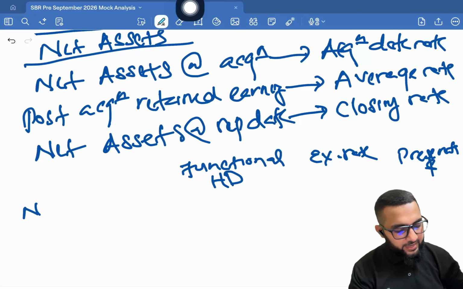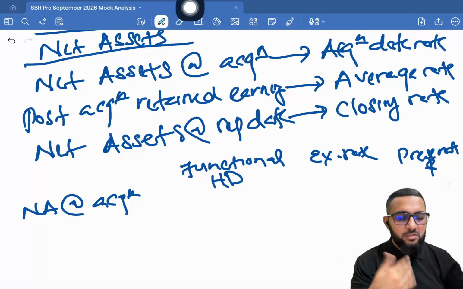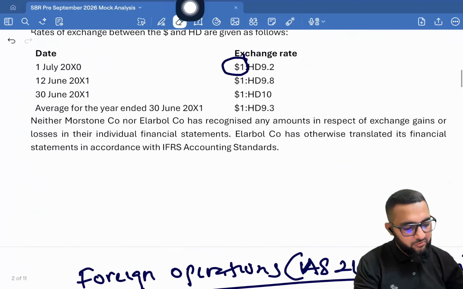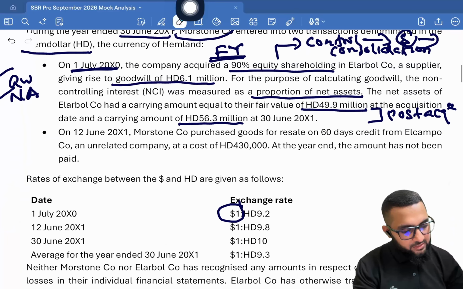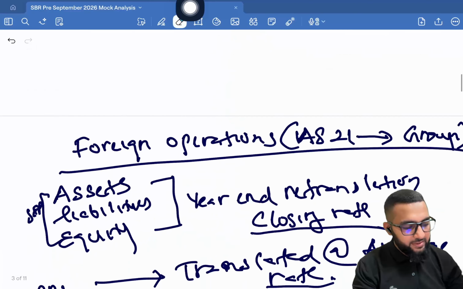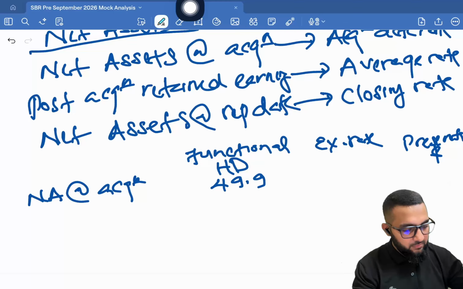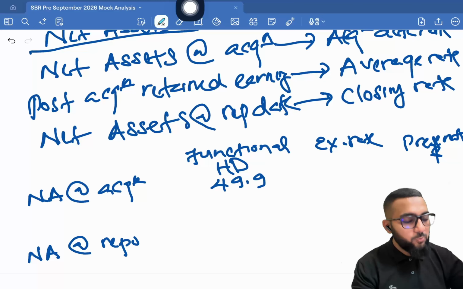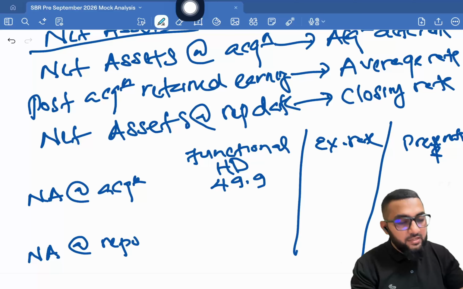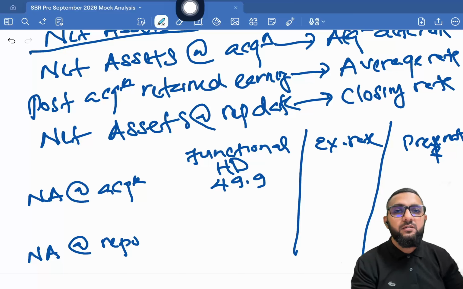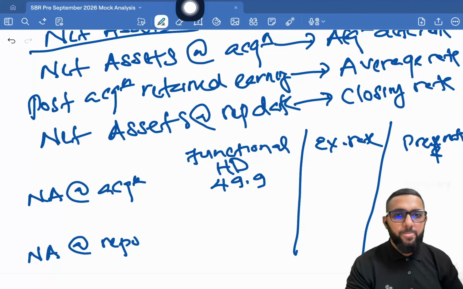If you take net assets at acquisition in functional currency, what's the value? Let's go into the exhibit and get the value. Net assets we know is 49.9 million, so you put 49.9 million here. Then you have net assets at reporting date. You put HEM dollars in one column, exchange rates in the second column, and then you arrive at the presentation currency value. That's how you calculate.